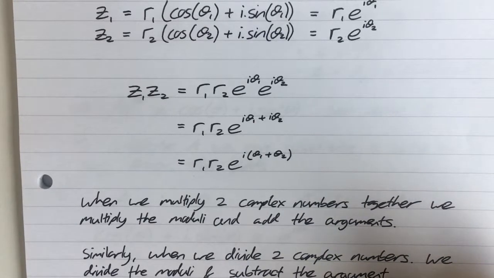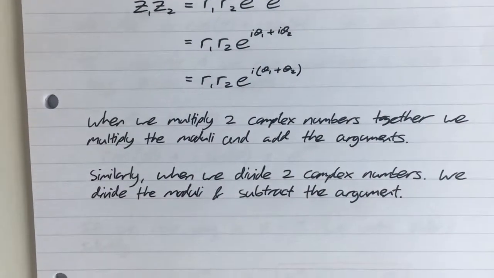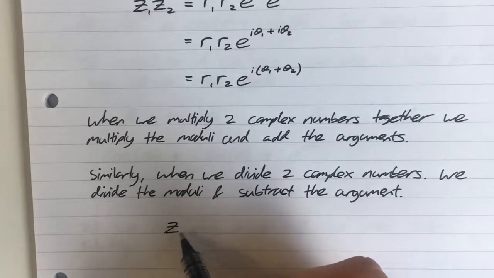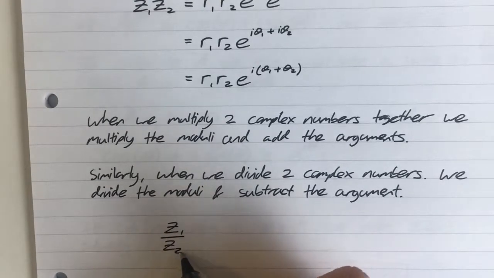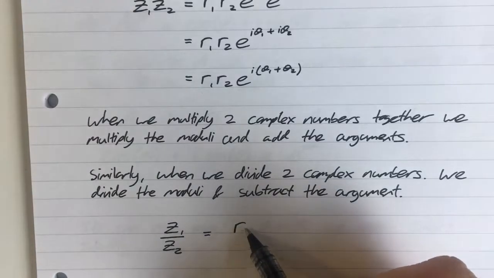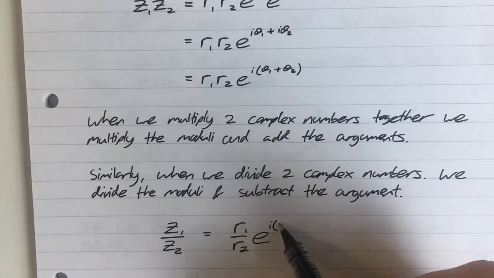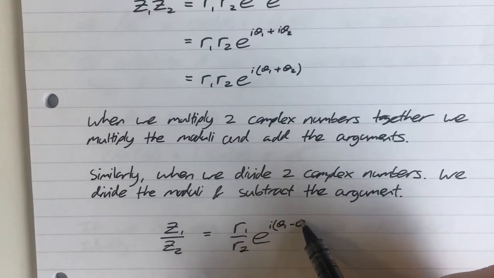Okay, that one, it matters the order in which you do it. You've got to make sure you get it in the right order. So Z1 divided by Z2 is obviously not the same as Z2 divided by Z1. That's going to equal R1 divided by R2 times e to the i theta 1 subtract theta 2.